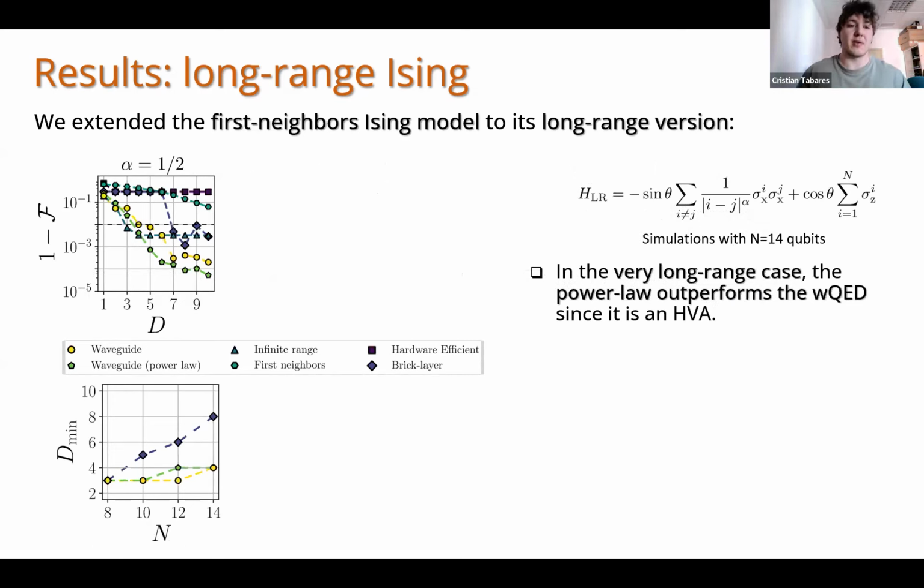We studied three different regimes. In the first one, alpha equal to 1/2, this is a very, very long range model. What we see here is that the power law, which is here in green, in general outperforms the waveguide-QED ansatz. This is expected since, on the one hand, the power law is an HVA, so we know they work really well. But on the other hand, this type of HVA also has long range interactions by itself, because here alpha is small, so hence this is a long range interaction. So this HVA works great because, as I told you, first it's an HVA, second it's long range.